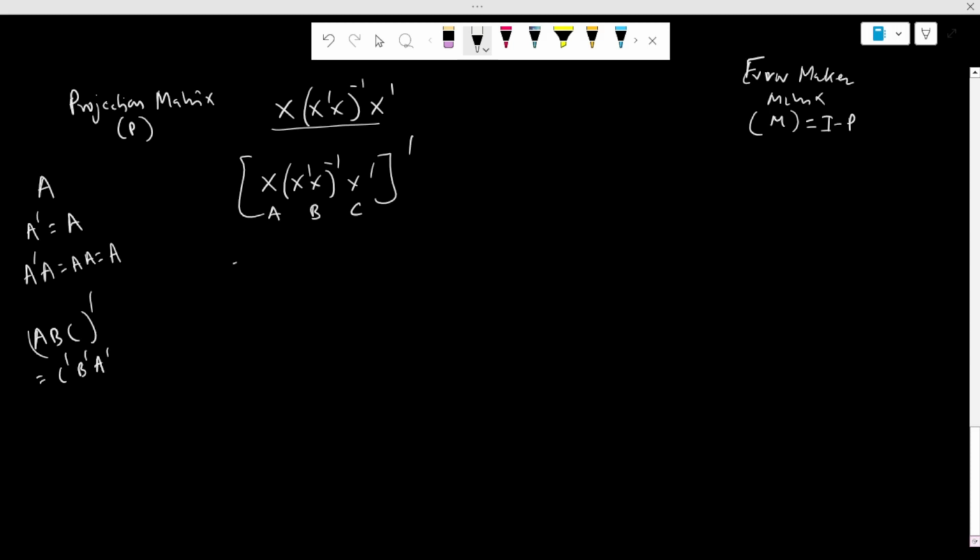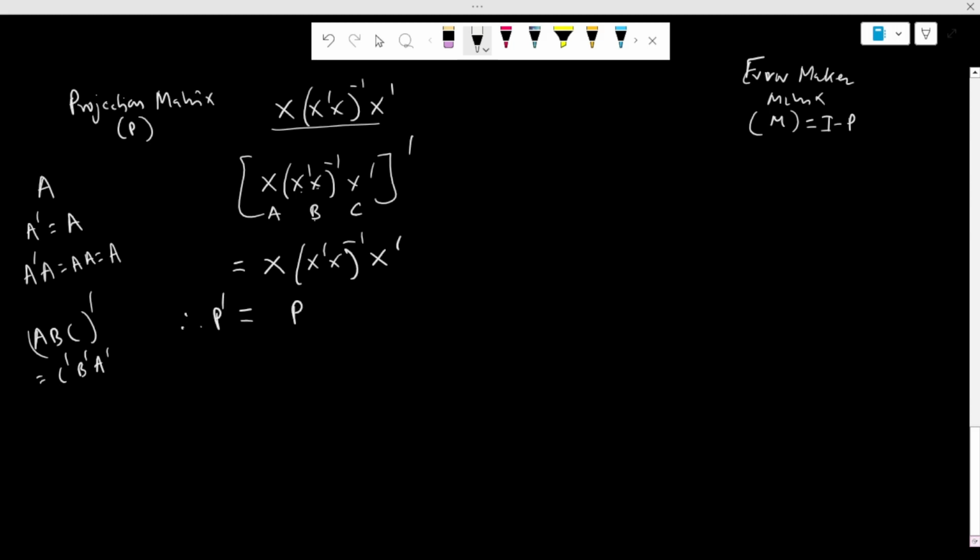And let us apply this property. First of all, C transpose. So the transpose of the transpose is the variable itself. B transpose is also (X transpose X) inverse, because the transpose of AB is equal to B transpose A transpose, and we get the same result. And we are left with A transpose. So this is X transpose, and this is again the same matrix, the projection matrix P. Therefore we saw that P transpose is equal to P.